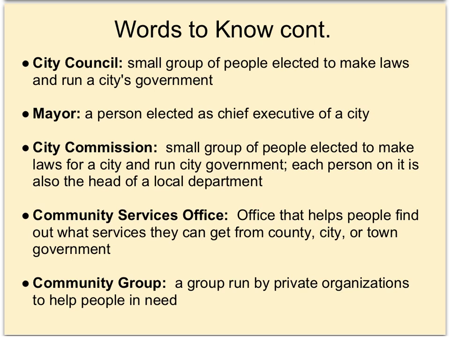City Council, small group of people elected to make laws and run a city's government. Mayor, a person elected as chief executive of a city. City Commission, small group of people elected to make laws for a city and run city government. Each person on it is also the head of a local department. Community Services Office, office that helps people find out what service they can get from county, city, or town government. Community Group, a group run by private organizations to help people in need.